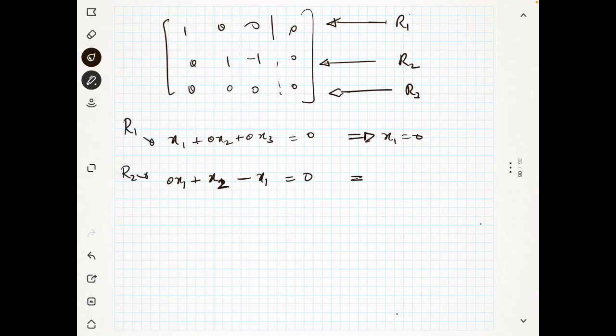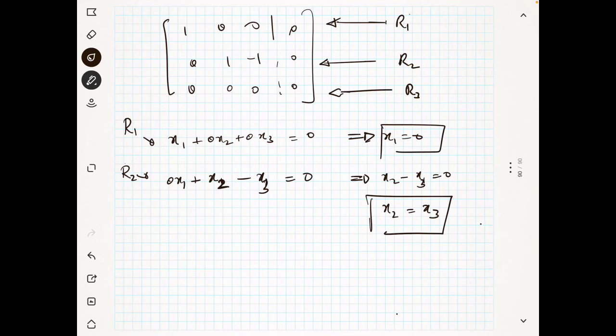Row 1 and row 2. Okay, this is equal to 0, which means that x2 minus x1 is equal to 0. Not x2 minus x1, it's x2 minus x3 is equal to 0. So what is x2? x2 is equal to x3. So I got one solution here, but one is depending on another.